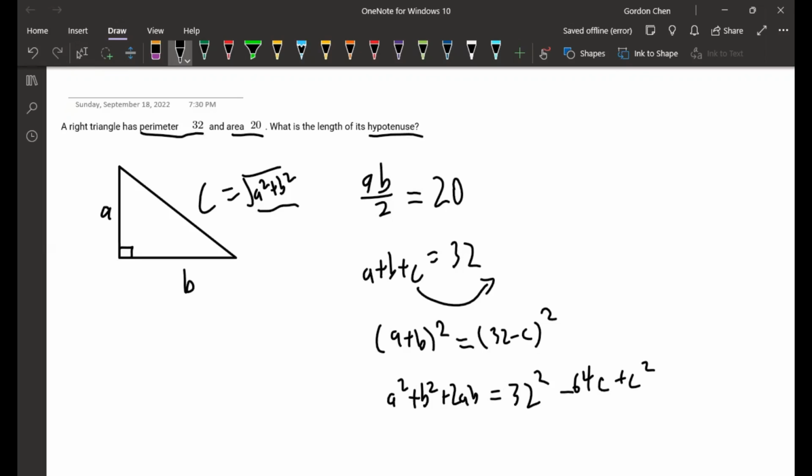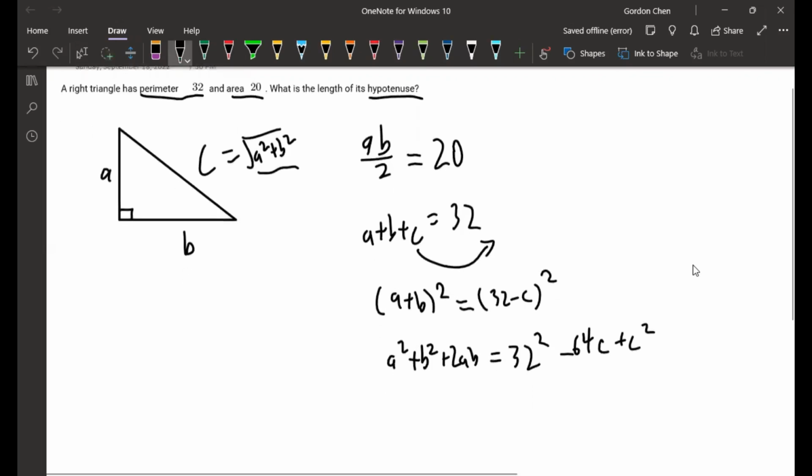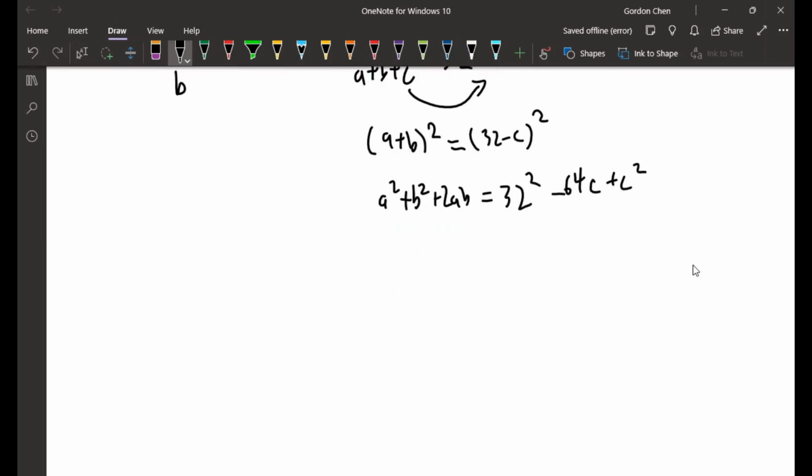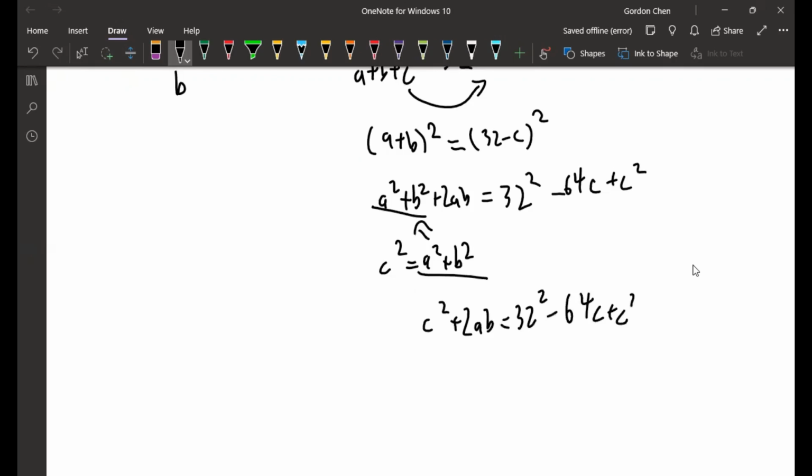And from here, we have c squared equals a squared plus b squared by the Pythagorean theorem, and basically we can substitute c squared into here, and so we'll have c squared plus 2ab is equal to 32 squared minus 64c plus c squared. If we cancel these two out, we have 2ab is equal to 32 squared minus 64c.